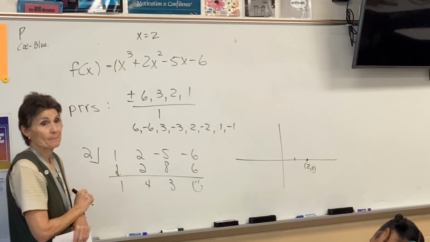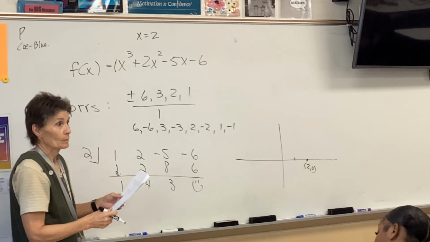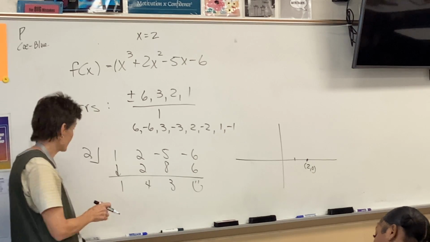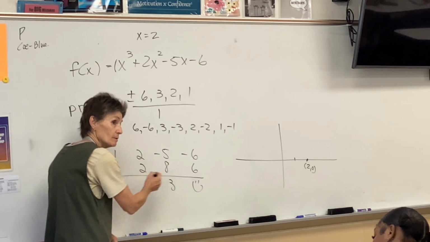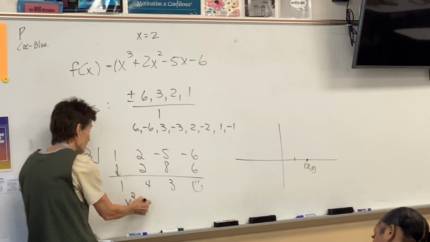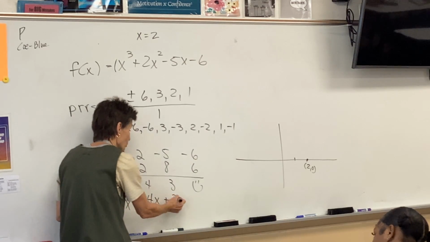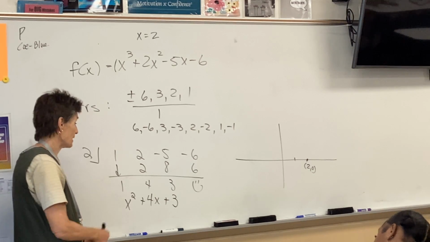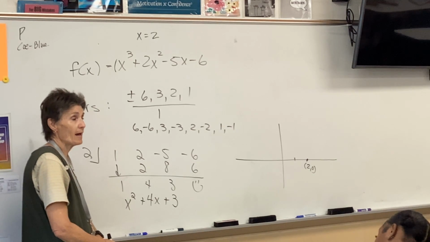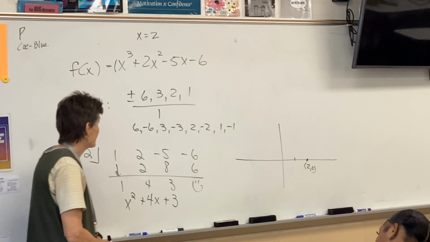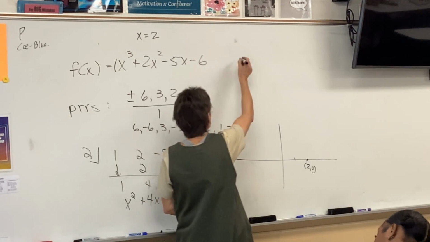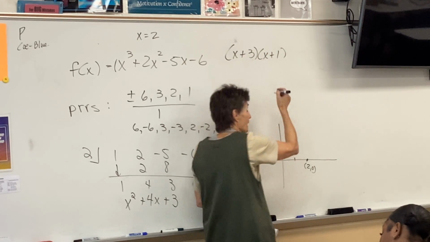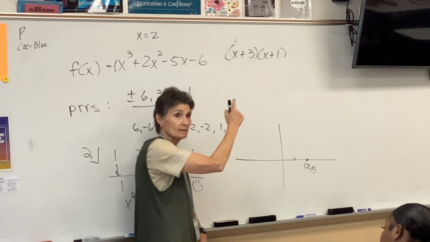Now what? Maybe wouldn't it be like 1x squared? Yes. So then I look at this right here, and that's x squared plus 4x plus 3. And then I do something with that. What do I do with that? Factor it. And that factors as 3 and 1. 3 and 1. And what does that tell me then?